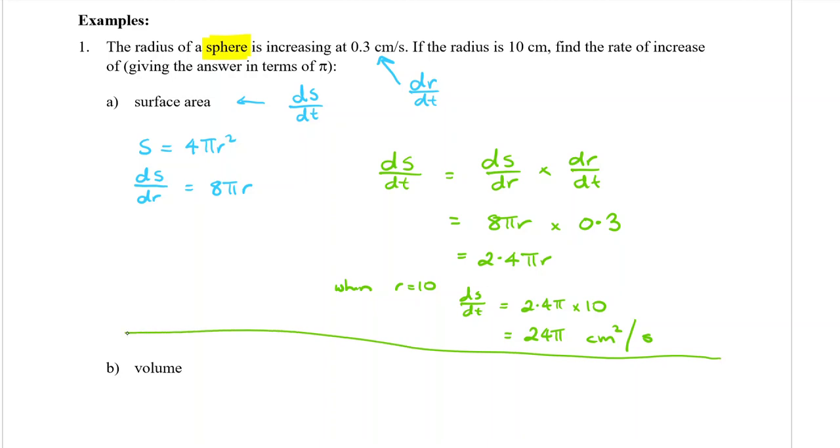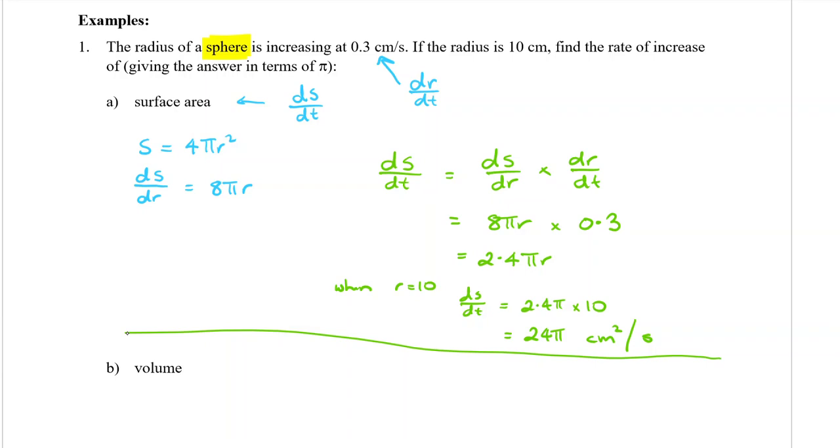Please do not ever sub in this thing, the r equals 10. Don't sub it in early. You have to work out your chain rule first, work out your expression, and only sub in at the very end. If you try to sub in early, it will completely mess everything up, okay?